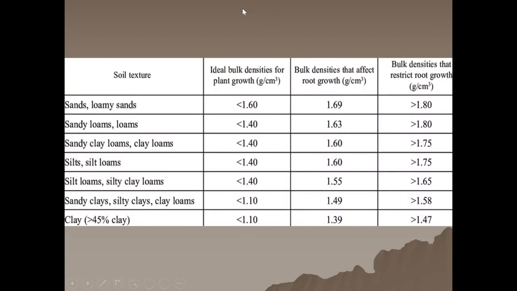In this table here, you can see the different soil textures and what the bulk density will look like. If the soil is sandy, the ideal bulk density is 1.6. Sandy loam, 1.4. Sandy clay, 1.4. Silt, 1.4. Silt loam, 1.4. Sandy clays, 1.1. Clay, 1.1. These are the different values, but as a whole, as I told you before, the normal soil will have about 1.33 gram per cm cube. 1.6 is already high, but this is the sandy soil.